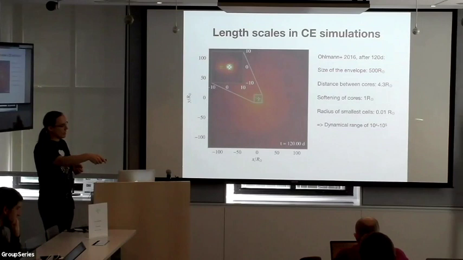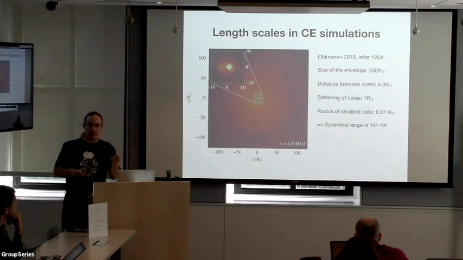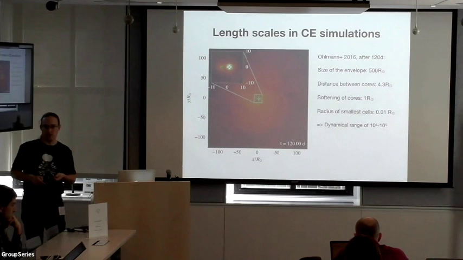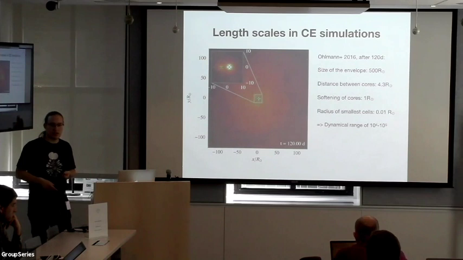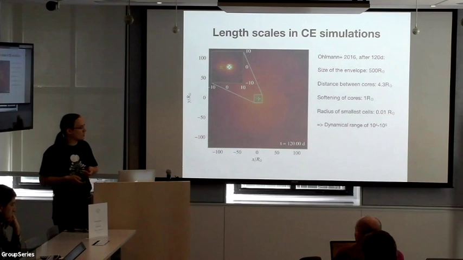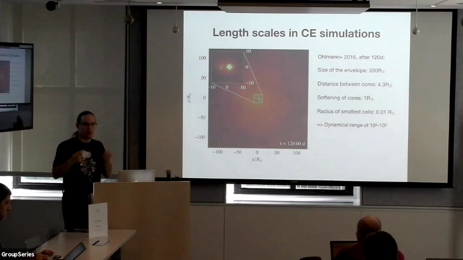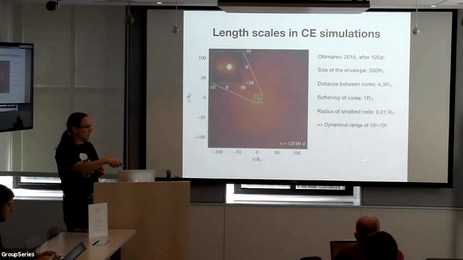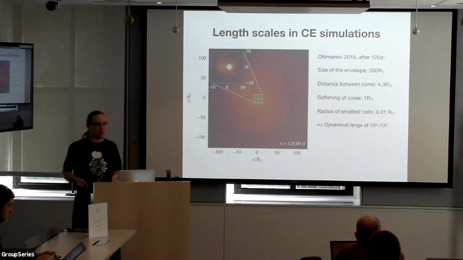The radius of the smallest cell here, which is not a very meaningful quantity, but gives you a rough idea how far down this goes, is about 1/100 of a solar radius. If you compare this number to that number, the typical dynamical range in length scales of such a simulation is 10 to the 4 to 10 to the 5 orders of magnitude. This immediately tells you that you can't run this with uniform constant resolution, because then you would need a mesh of about 10 to the 5 cubed cells. So you need some kind of adaptive resolution and you need to figure out how exactly.